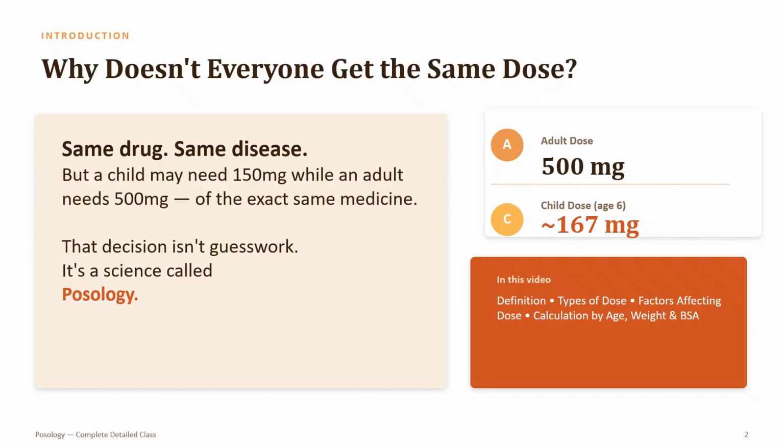Why does not everyone get the same dose? Same drug, same disease, but one patient gets 500 mg and the other gets just 150 mg. Why? Because dosing of medicine is not guesswork, it is a precise science called posology. In today's video, we are going deep: the full definition, every type of dose you must know for your exam, all the factors that affect dosing, and every single formula for calculating the dose by age, by body weight, and body surface area.